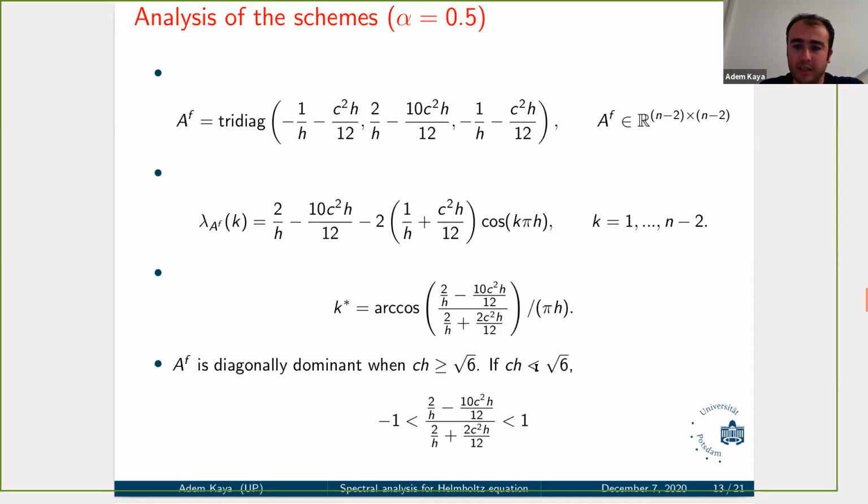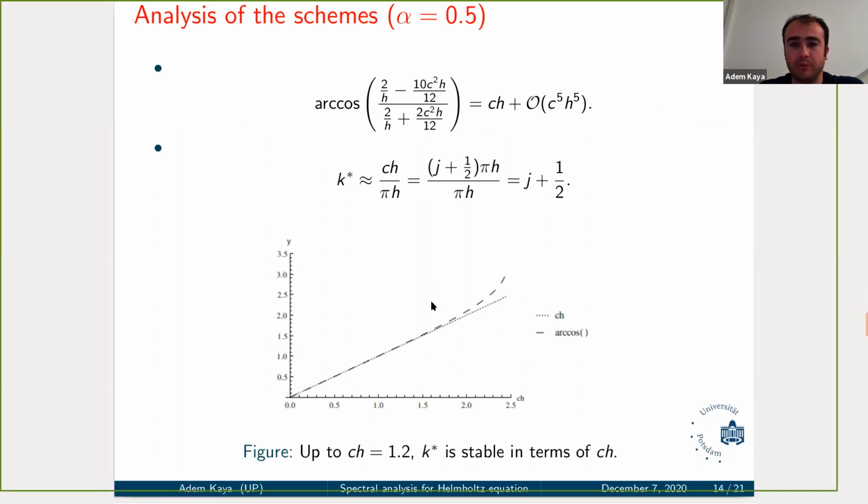So we work when CH is less than square root 6. Again, we are very lucky that the term inside the arccosine is between minus 1 and 1. And hence, we have a convergent Taylor series expansion for arccosine at CH equals 0. And again, using the first term, we get the same algebraic expression for k star. So we want to find the region where CH is a good approximation to arccosine. To this end, I plot the graphs of these two functions. And I can say that up to 1.2, CH is a good approximation to arccosine. Again, 1.2 is not a sharp bound here.